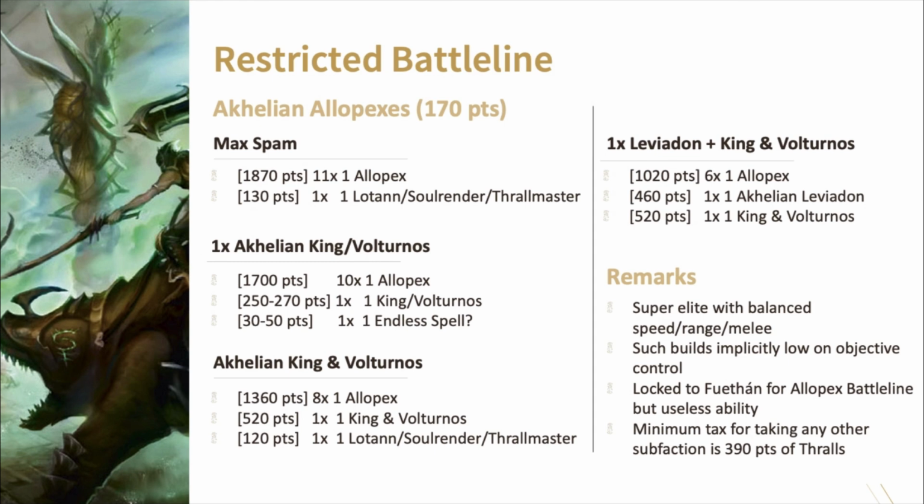Because they have a wounds count of 8 or less, and that applies to the King and Volturnos too, which could be nice. So you're walking around with a tight bubble if you want, or can spread out. Everyone's moving pretty fast except for the Leviathan, which is still not slow at 10 inches, I believe.